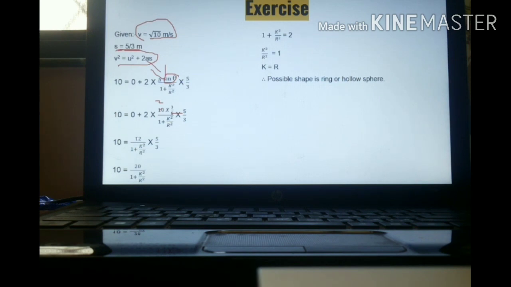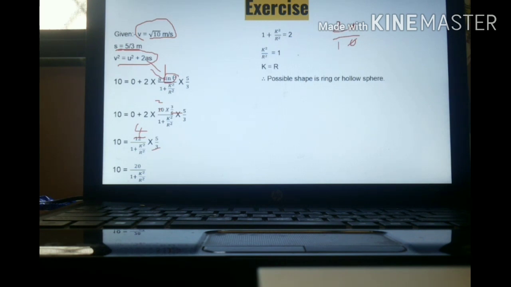1 plus k square upon r square is equal to 5 upon 3. Over here 10 is already there. So what we are doing now? We are multiplying 3. How many times is 12? 3 4s is 12 and 4 5s is 20. So we are writing 10 is equal to 20 into 1 plus k square upon r square. We will be taking this whole 1 plus k square upon r square over here, and we will be taking 10 in the denominator. So it becomes 20 upon 10. This 0 will get cancelled. So 1 plus k square upon r square is equal to 2.